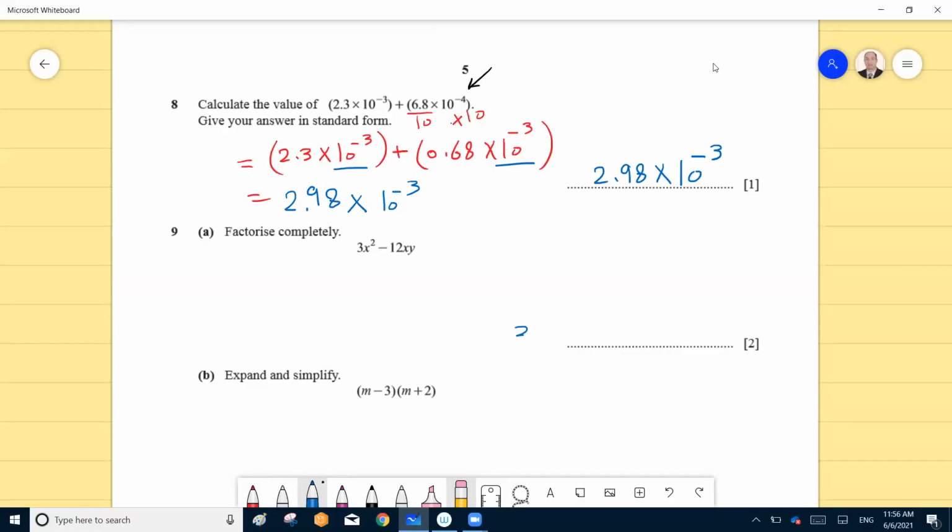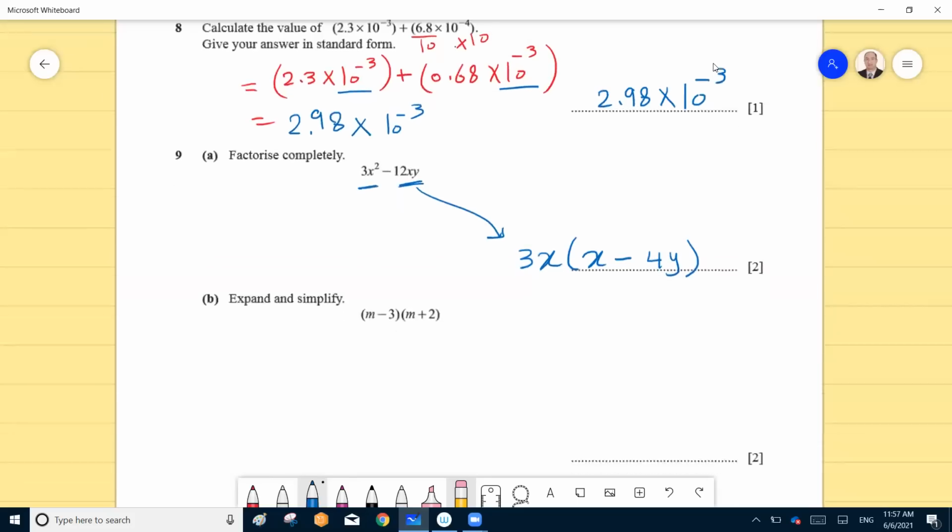Factorize, you can take 3x as a common factor. This is the highest common factor that can be taken from these two terms, 3x squared and 12xy. 3x squared divided by 3x is x, minus, and 12xy divided by 3x is 4y. Very simple, yes? So the answer is 3x into x minus 4y.